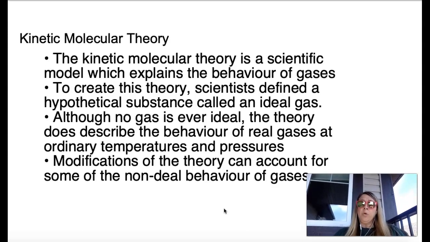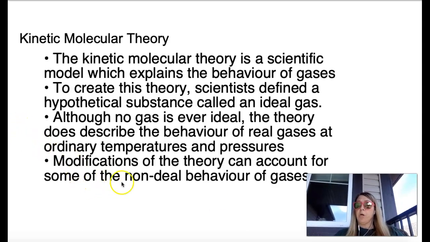So to create the kinetic molecular theory, scientists basically defined a hypothetical substance called an ideal gas. So you're going to find throughout the unit we talk about ideal versus real gases. A real gas is going to do what real gases do. An ideal gas is a gas that does everything that theoretically it is supposed to do, okay? So all the equations and theories we are going to talk about all involve ideal gases. So there will definitely be some real life situations that don't apply to this particular law, okay?